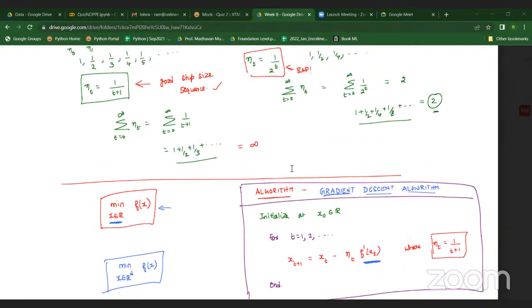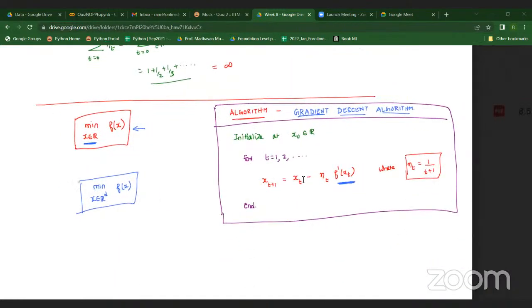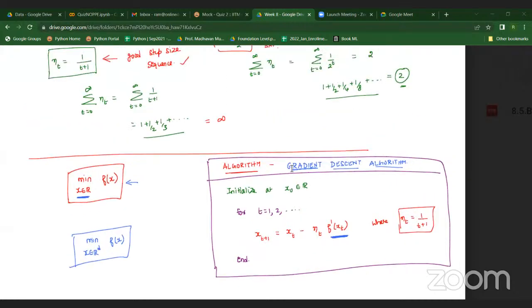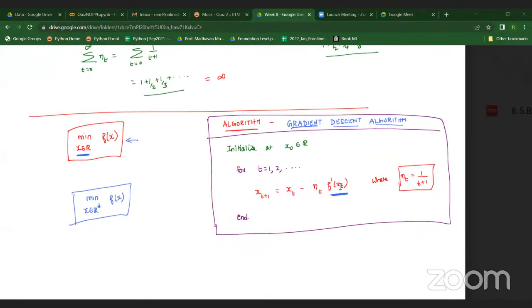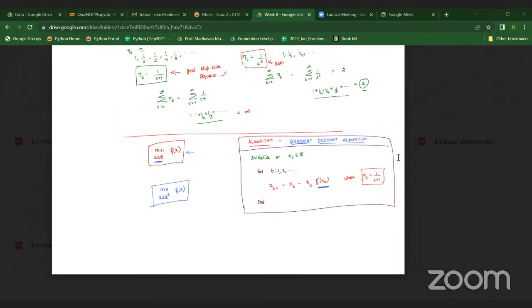If you substitute eta t as 1 by t plus 1, what you get is xt plus 1 equals xt minus 1 by t plus 1 into f dash of xt. When eta t, that is the step size, equals 1 by t plus 1, that particular algorithm is called the gradient descent algorithm.